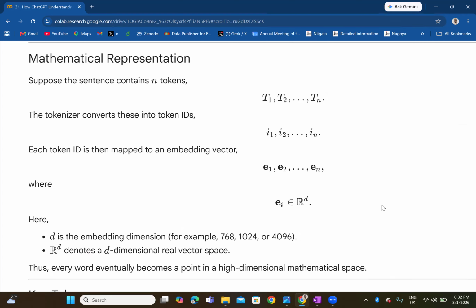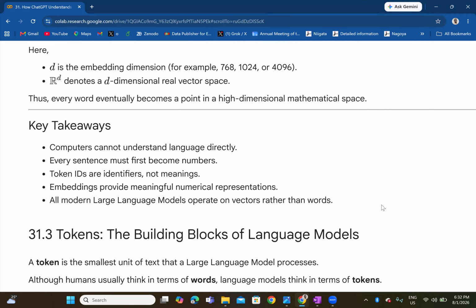Here, Ei belongs to the D-dimensional real number system, where D is the embedding dimension. For example, it can be 768, 1024, or 4096. So R^D denotes a D-dimensional real vector space. Thus, every word eventually becomes a point in a high-dimensional mathematical space. So it's mathematics all the way.